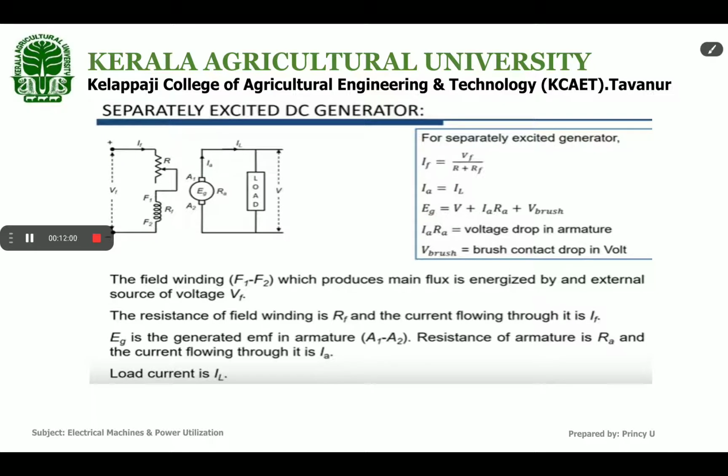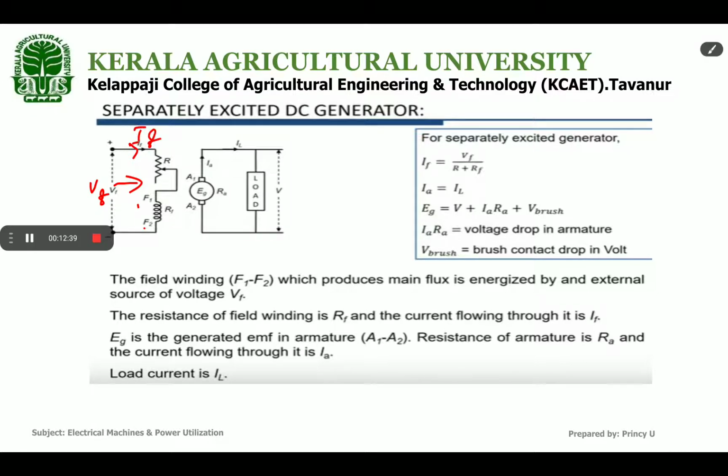Now, the field winding F1, F2. F1, F2 is what we have marked as the field winding, which produces main flux and is energized by an external source of voltage, VF. You can see a VF voltage here. That is the external voltage which is connected to the field winding to produce excitation.